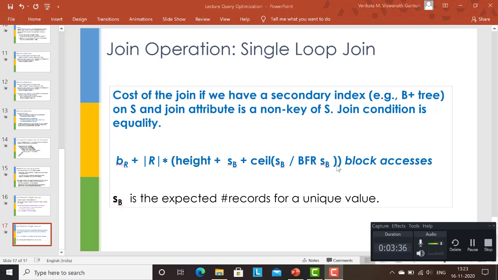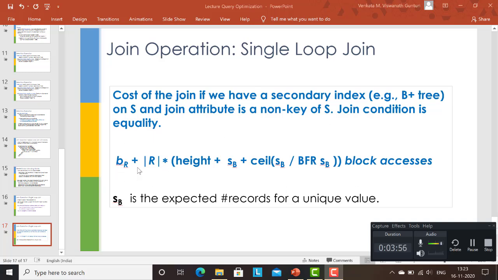So once you retrieve those record addresses, you have to actually go to those record addresses and pull out the entire tuple from the employee table, right? So this SB is for that. So the total cost of single loop join when you have a non-key attribute on S and the join condition is equality, this is what it is.